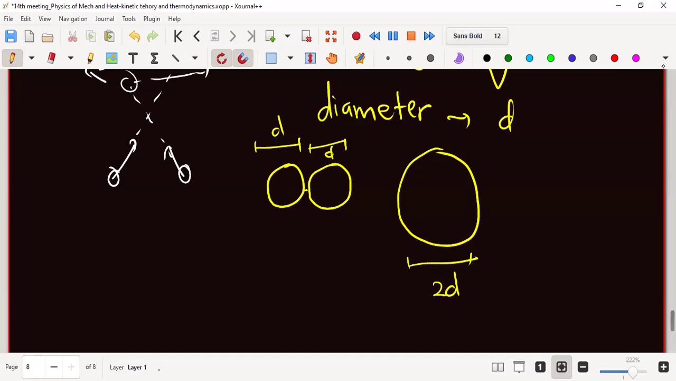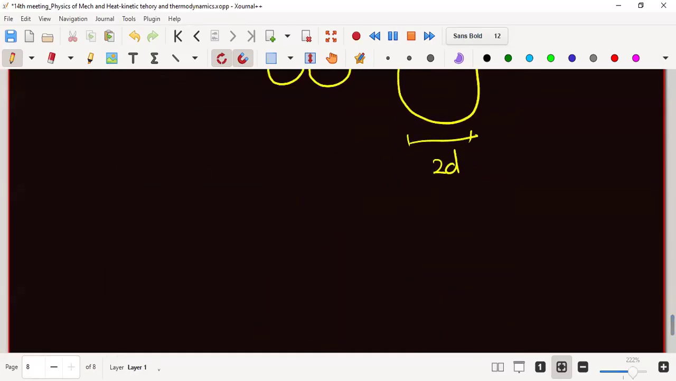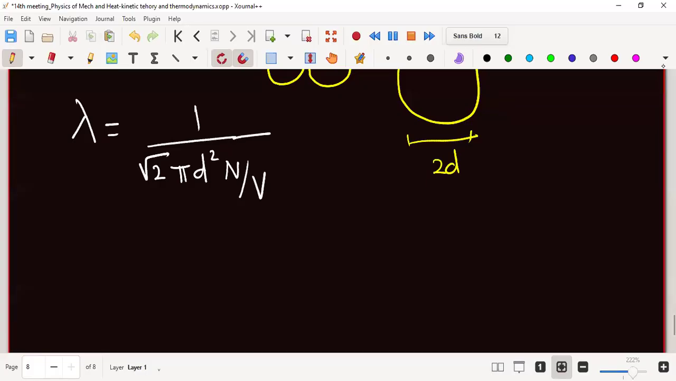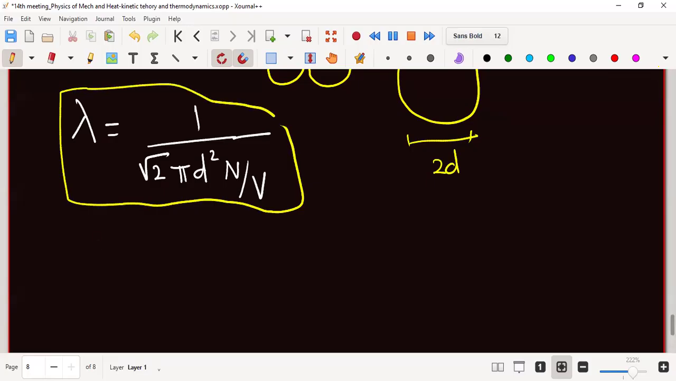So the mean free path, the symbol is lambda. Lambda is 1 divided by square root of 2 pi d square times the density N per V. This one is the mean free path of the molecules.